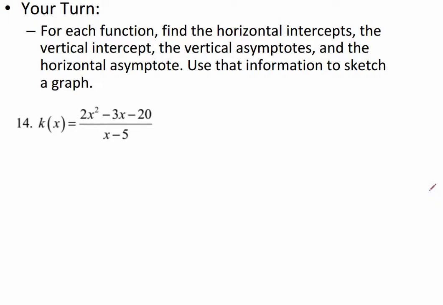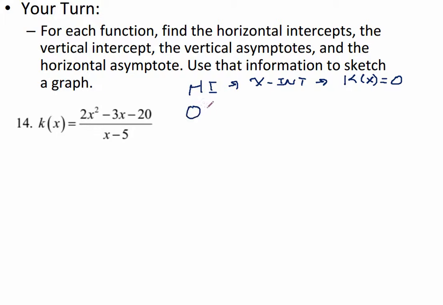So for each of the functions, find the horizontal intercept, the vertical intercept, the vertical asymptote, and the horizontal asymptote, and use this information to sketch the graph. Okay, so let's do that. They want us to find the horizontal intercept and the vertical intercept. The horizontal intercept is the same thing as the x-intercept, because that's the horizontal axis, which infers to us that k of x must have been equal to 0. We're going to solve that equation.